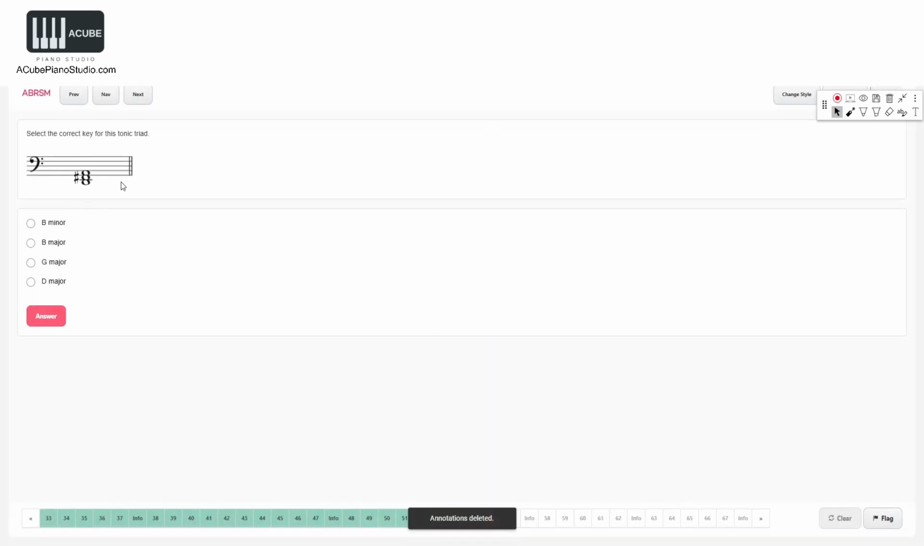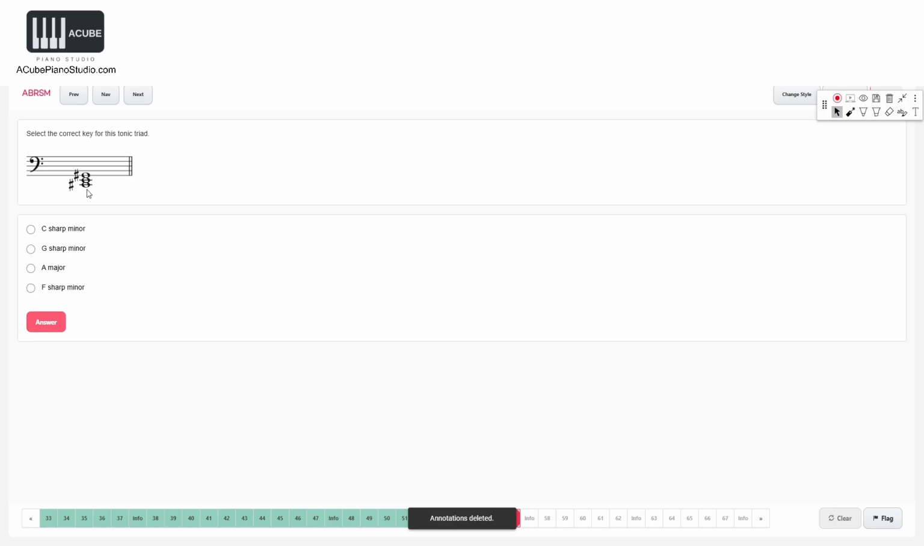Next, let's take a look at this. So again, let's take a look at what is the lowest note here. This lowest note here is D. This is D, F sharp, A. So it must be a key that has something to do with D. It's either D major or D minor. There's no D minor, so it must be D major. And D major has F sharp and C sharp. So because there's F sharp here, this is the tonic triad of D major.